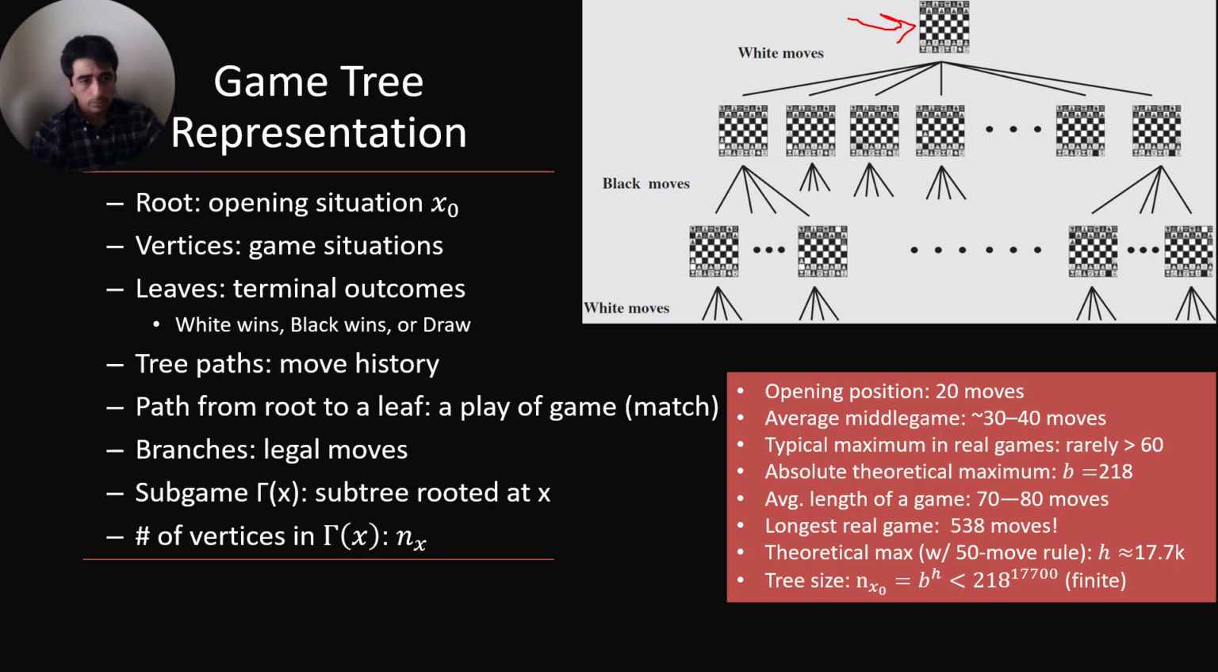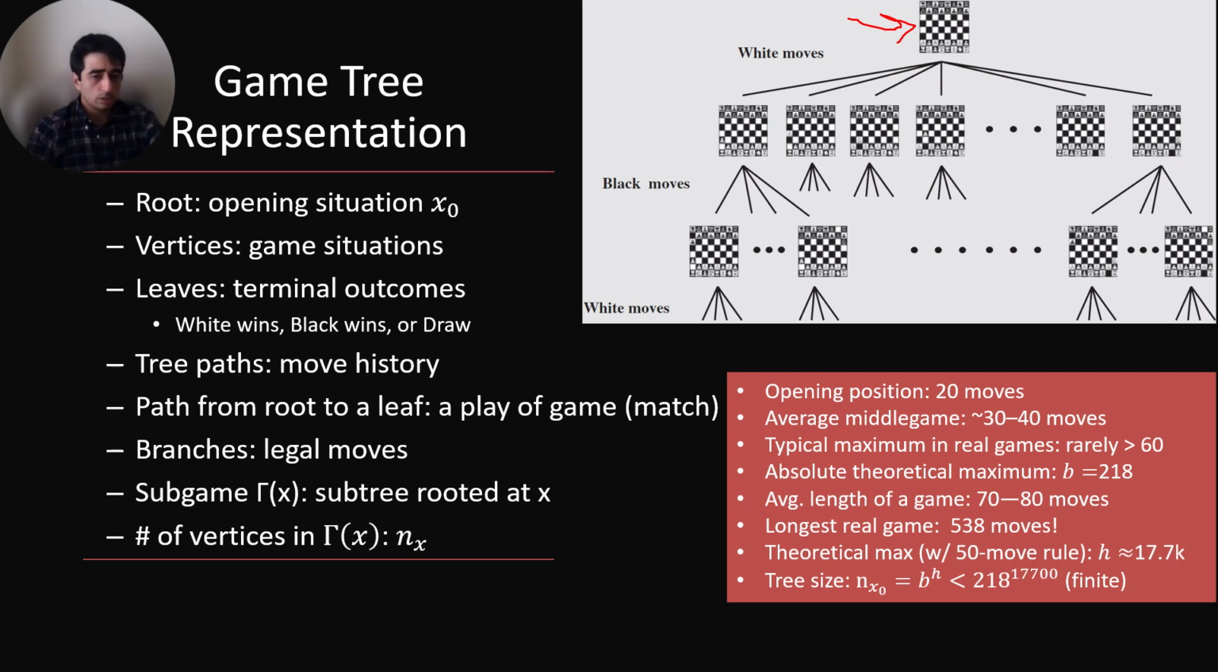So the root of this tree represents the opening situation x0, where the pieces are placed in the original initial position, and no move has been made, and it's white's turn to move and all that. The other vertices represent other game situations that can happen because of some legal moves, starting from the opening position all the way to any moment in the game of chess.